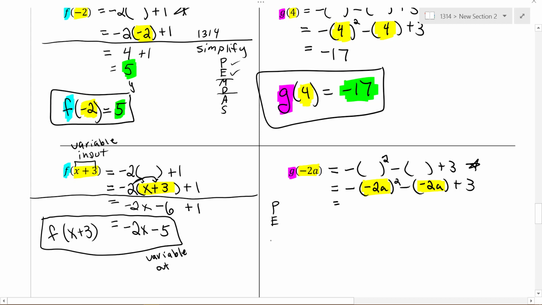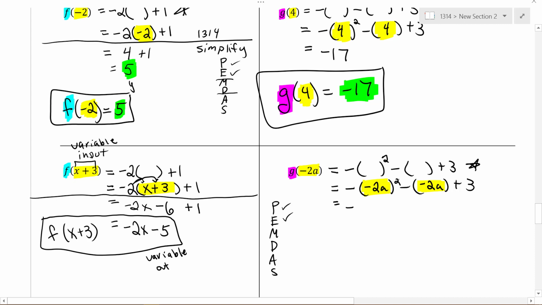We still use order of operations, PEMDAS. Is there anything that you can do within the parentheses? So I have negative 2 times a, nothing there, negative 2 times a, nothing I can do there. Do we have any exponents? So this time we actually do have an exponent. So we're going to square what's inside of the parentheses.